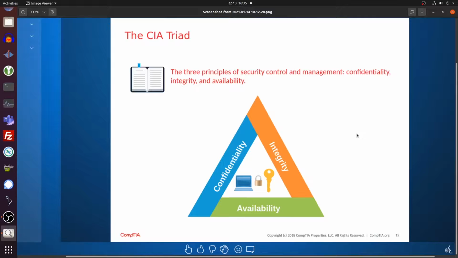Today we're going to talk about what information security, or InfoSec, is really about, and that's the CIA. And the CIA is not what you think of at first sight, but it is about the C standing for confidentiality, the I standing for integrity, and the A standing for availability.